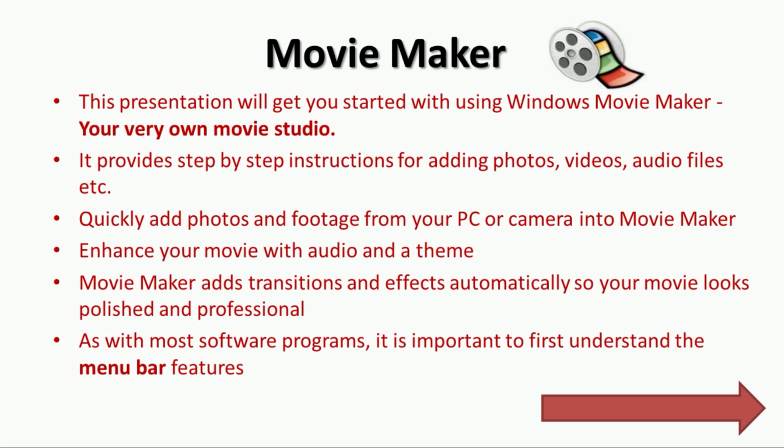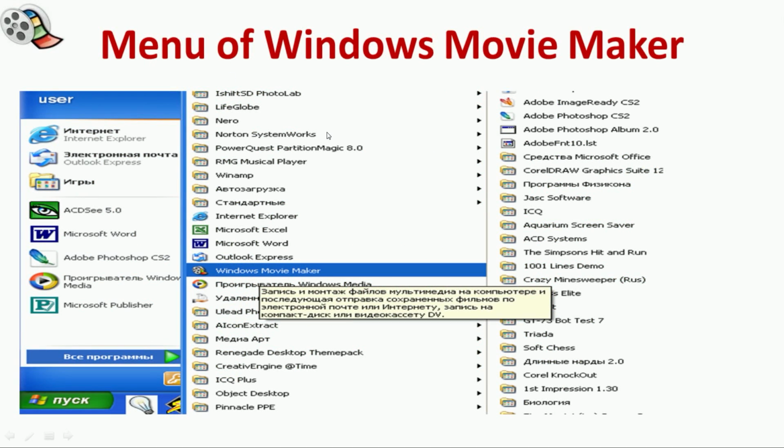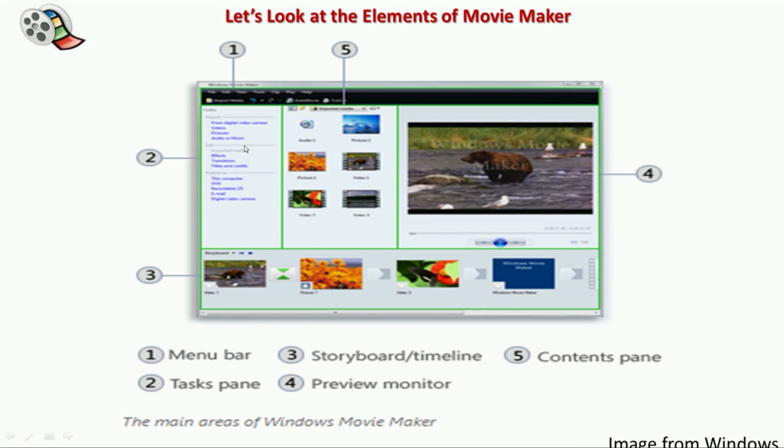As with most software programs, it is important to first understand the menu bar. So there is a menu bar. First we have to click the Start button, then find Windows Movie Maker and select it. And here our Movie Maker program comes out. Now let me explain by practical work how to work in Movie Maker.